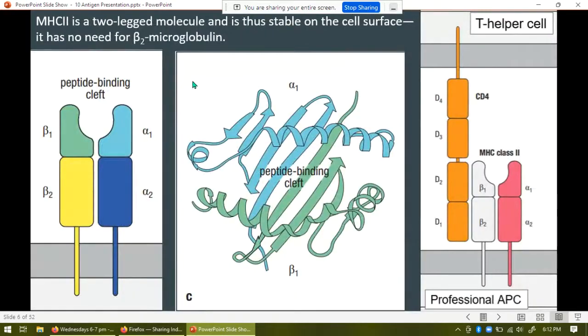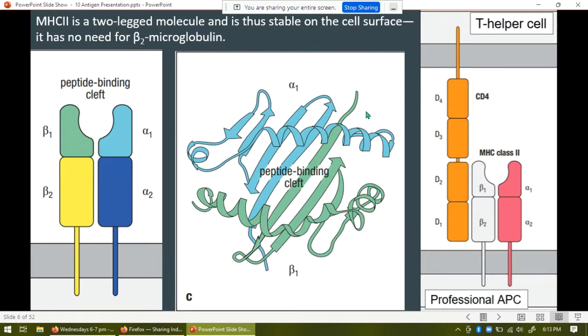Okay. On the other hand, MHC2 is a two-legged molecule, and it is stable on the cell surface, so it doesn't bind to beta-2 microglobulin. It doesn't need to. And it has a similar peptide binding cleft. I believe it actually binds to peptides that are a little bit longer than the MHC1 peptides. It has a predilection to bind to longer peptides.